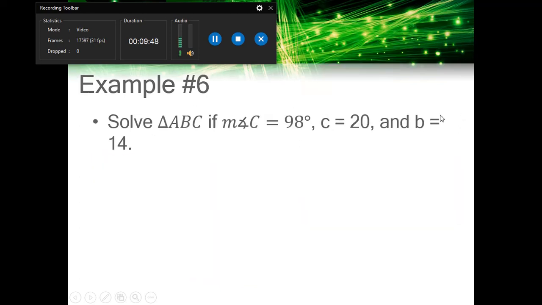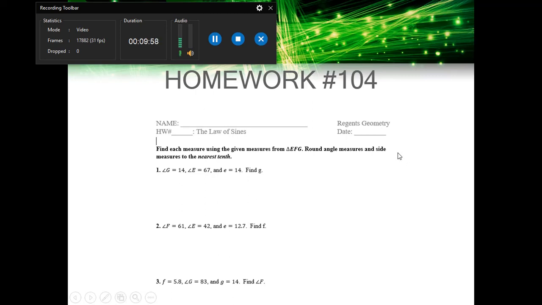We're going to skip example number 6 just for the sake of the video being too long. So we'll do this when we get back to class. It'll be a nice review. This is homework number 104. It does say the law of sines at the top.